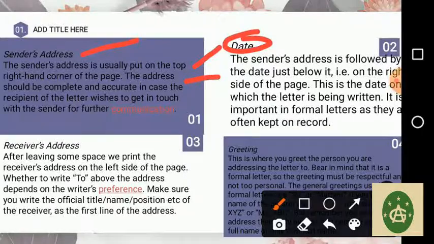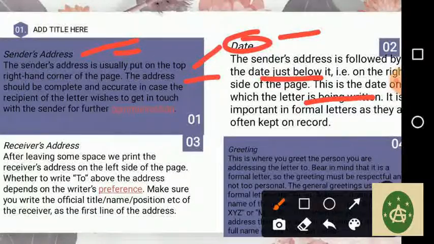Sender's address is followed by the date. Just below it, after writing the sender's address, you are going to write the date. And this is definitely on the right hand side of the page. This is the date on which the letter is being written. It is important in formal letters as they are often kept on record.